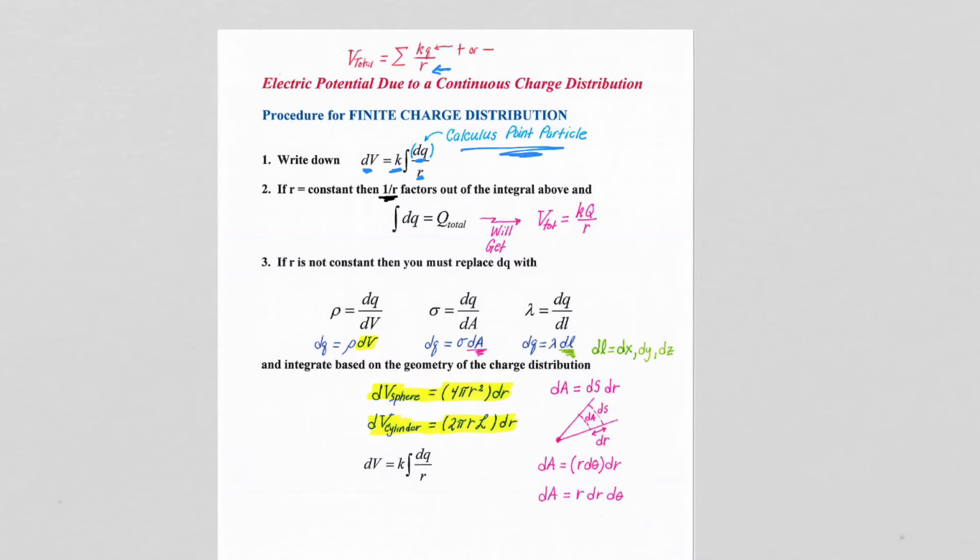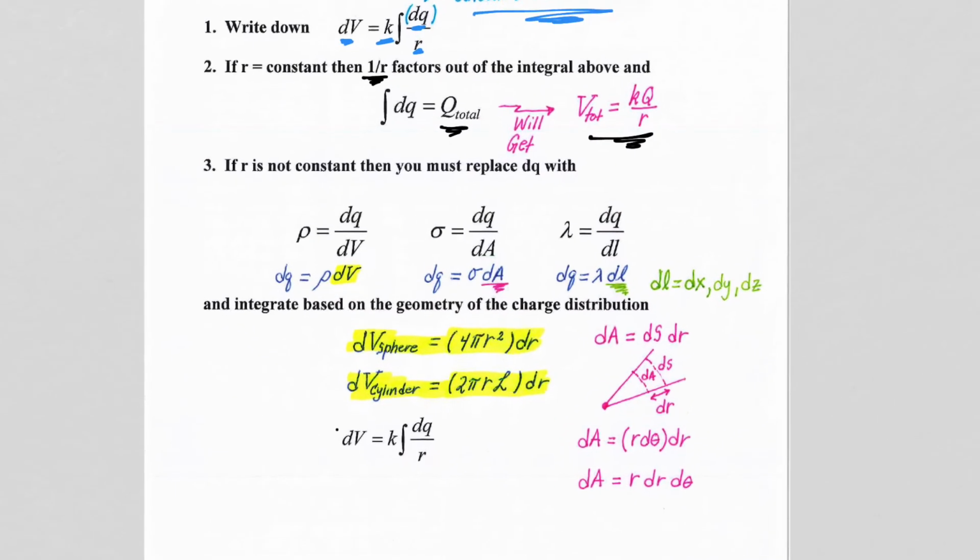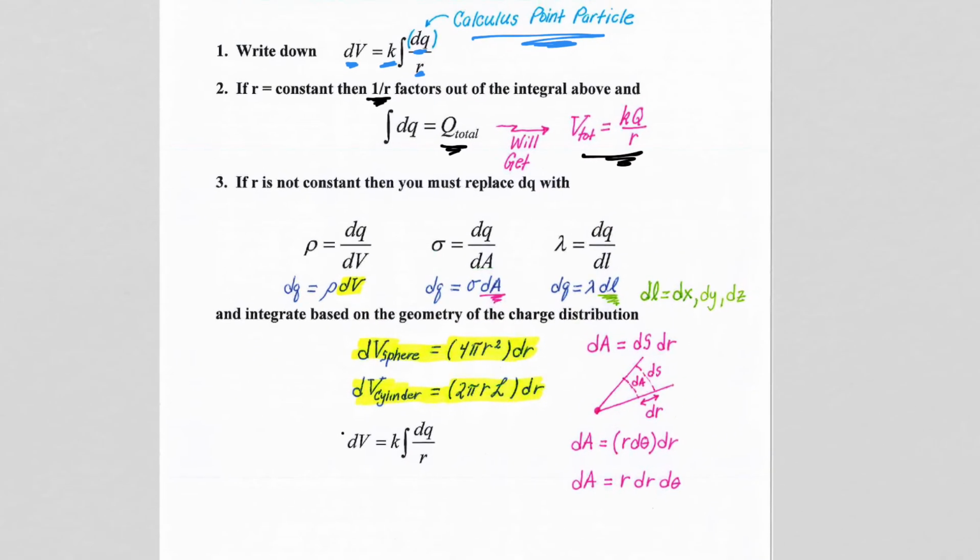Now, the first thing that you want to look for when doing this calculation is whether the R, the distance between the dq's, the charges that we're looking at, and the point in space, remains the same. If R remains the same, then that comes out. Your integral of dq is Q, and of course you will get the KQ on R that we're familiar with. Now, if the R is not constant, which it won't be in most cases, then you're going to have to replace the dq with our density equations.